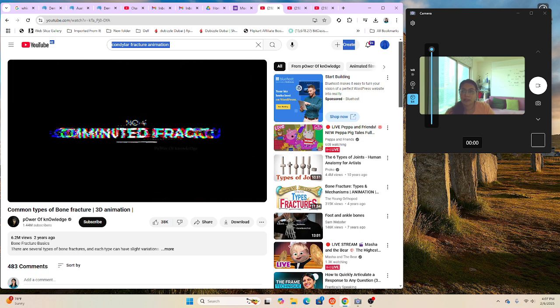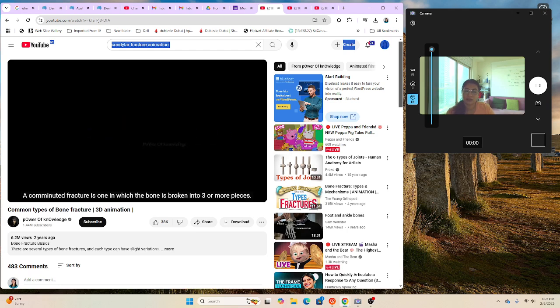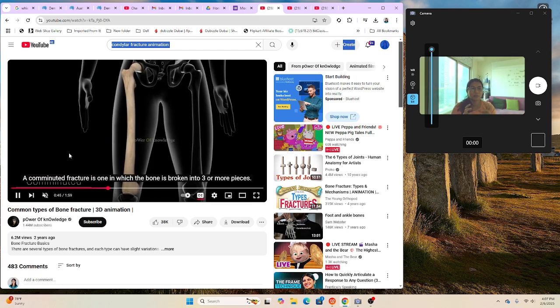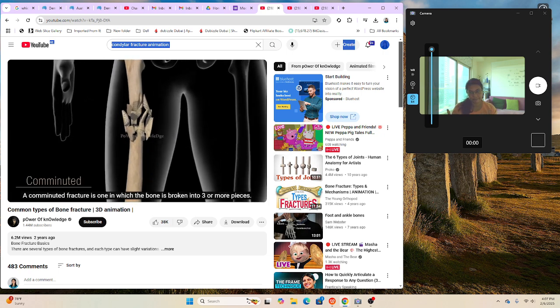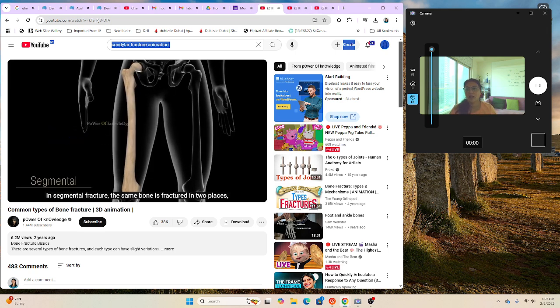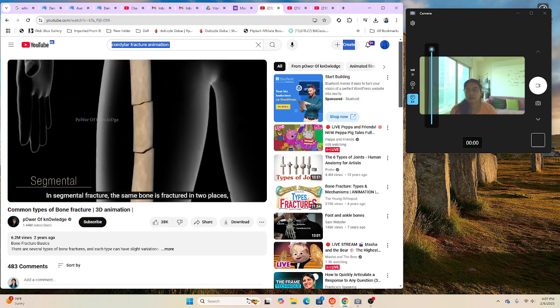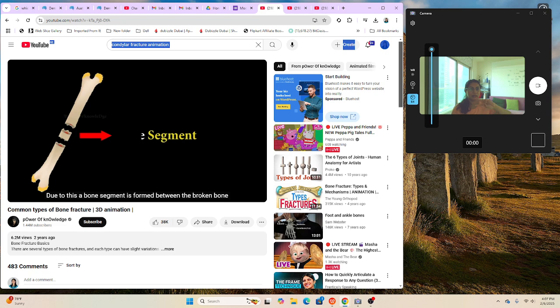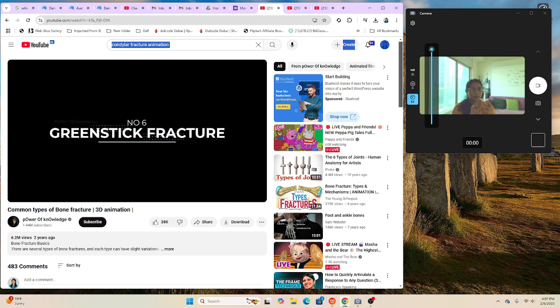Then what do you have? You have a comminuted fracture. Comminuted fracture is basically the bone is broken into multiple pieces. Exactly like this. You definitely require a plate fixation or something like it. Then you have a segmental fracture. Segmental fracture means there are more than two fracture lines, and then there is a bone segment which is just hanging out there.